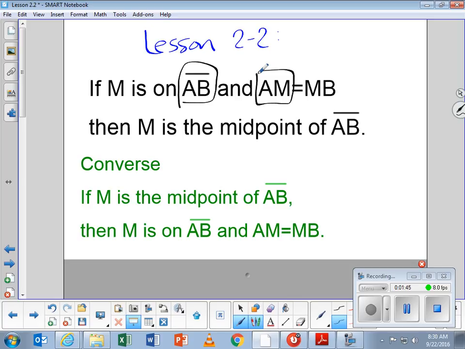Okay? I had an idea you've not seen this much, but it means the distance from A to M. So what this is saying is, if M is on segment AB and the distance from A to M is equal to the distance from M to B, then M is the midpoint of segment AB. Okay? The converse. If M is the midpoint of segment AB, then M is on segment AB and the distance from A to M is equal to the distance from M to B.